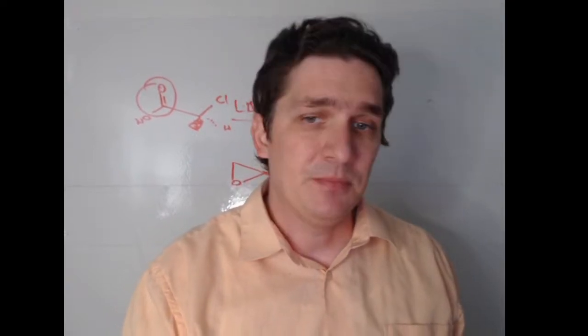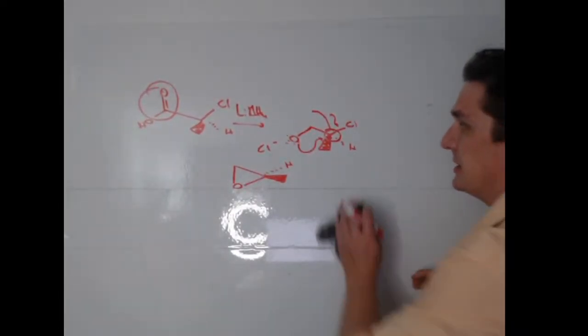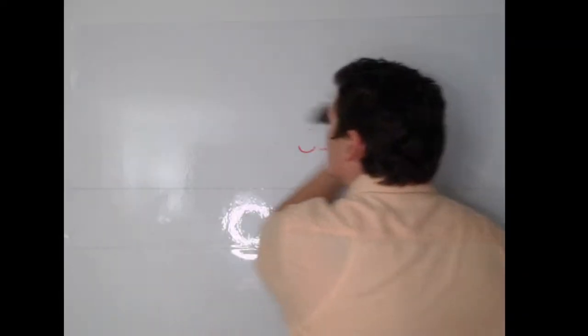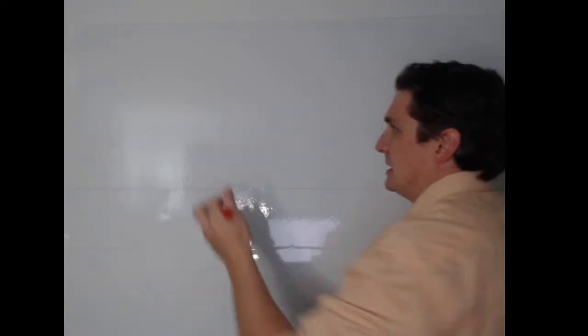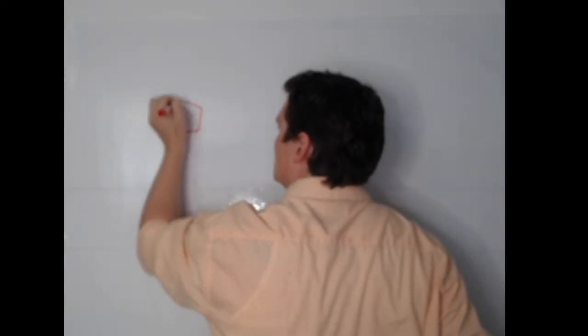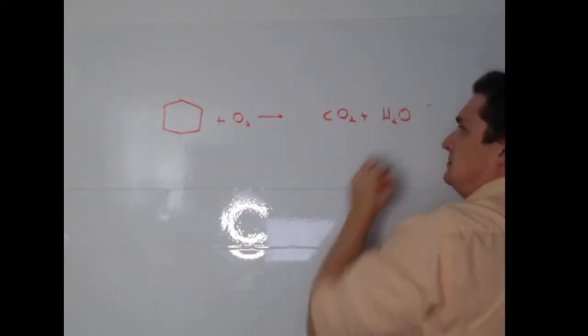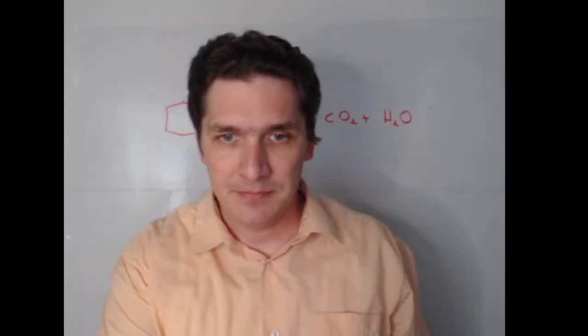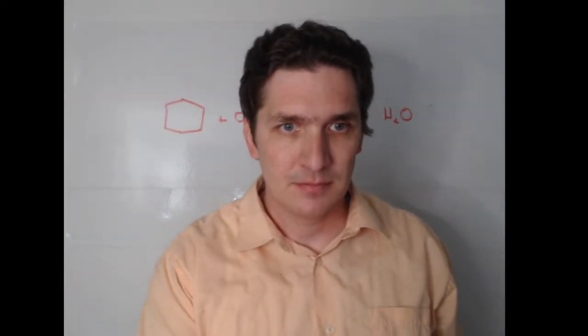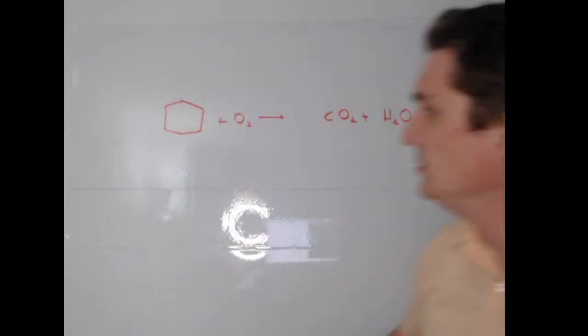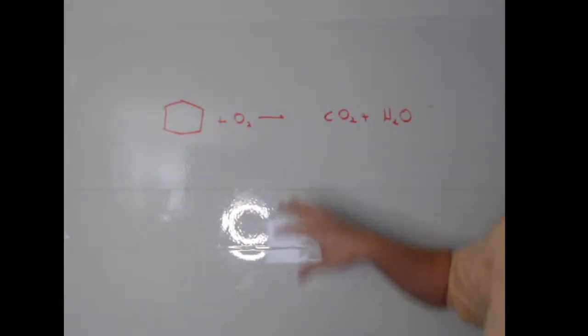Example 3 on page 24. Yeah, so for this one, this is just a combustion reaction. The example here is we have cyclohexane plus oxygen, and it combusts to CO2 and water. And so, reactions of alkanes are incredibly boring.